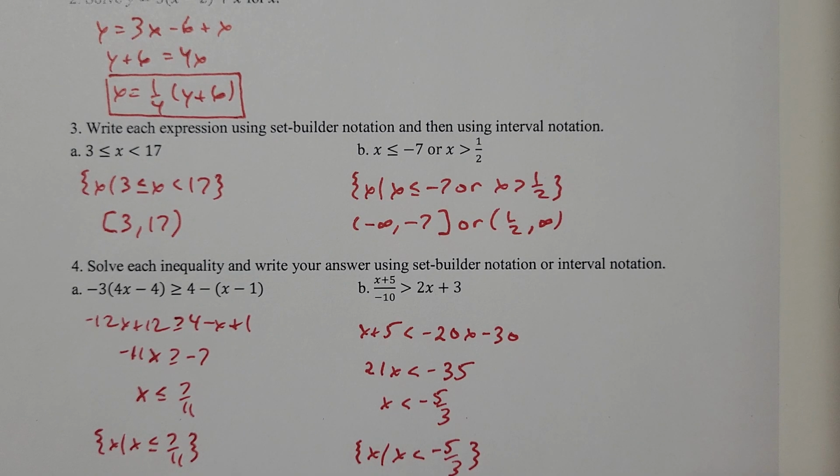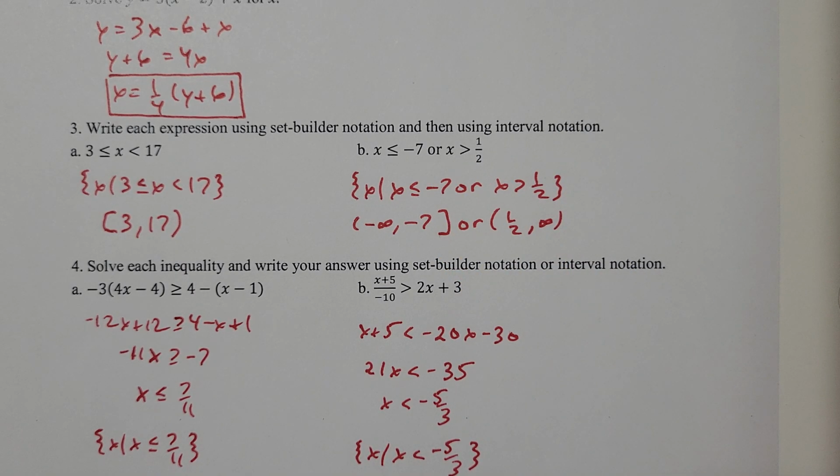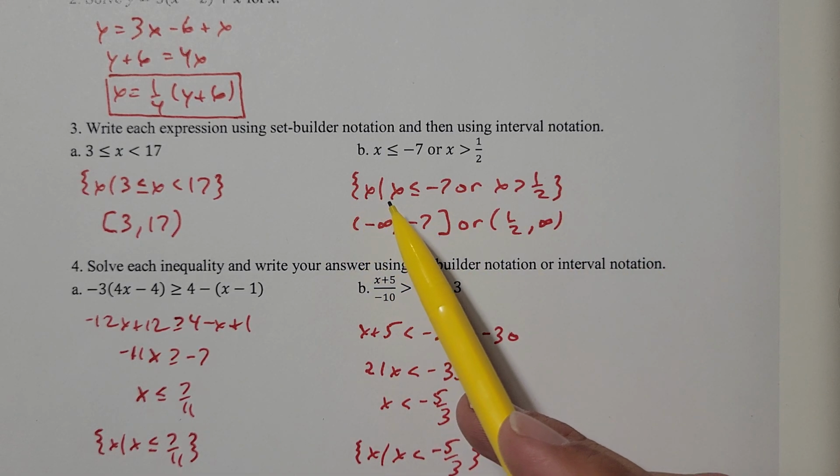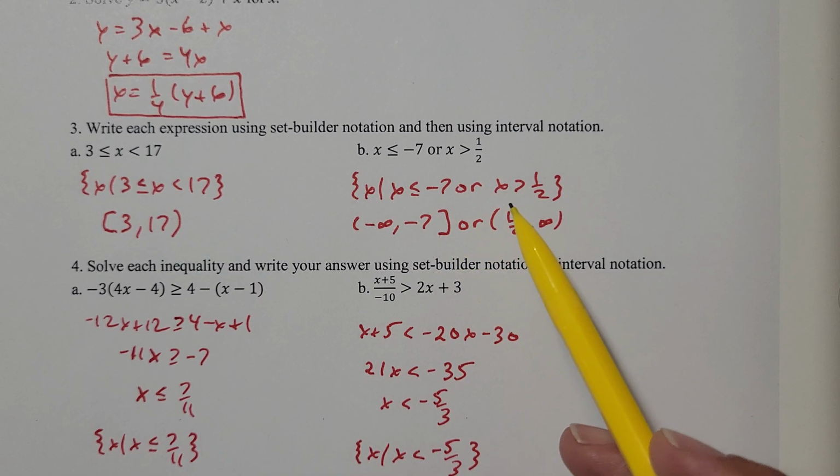In part B of this, we have x, where x is less than or equal to -7, or x is bigger than 1/2. So as a set, I would just say the set of all x such that x is less than or equal to -7, or x is bigger than 1/2.